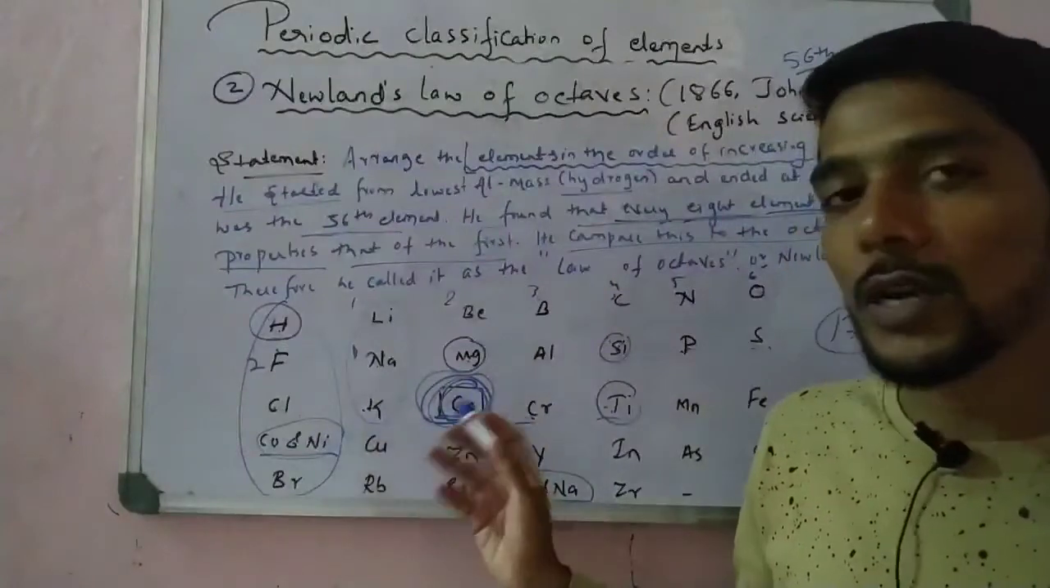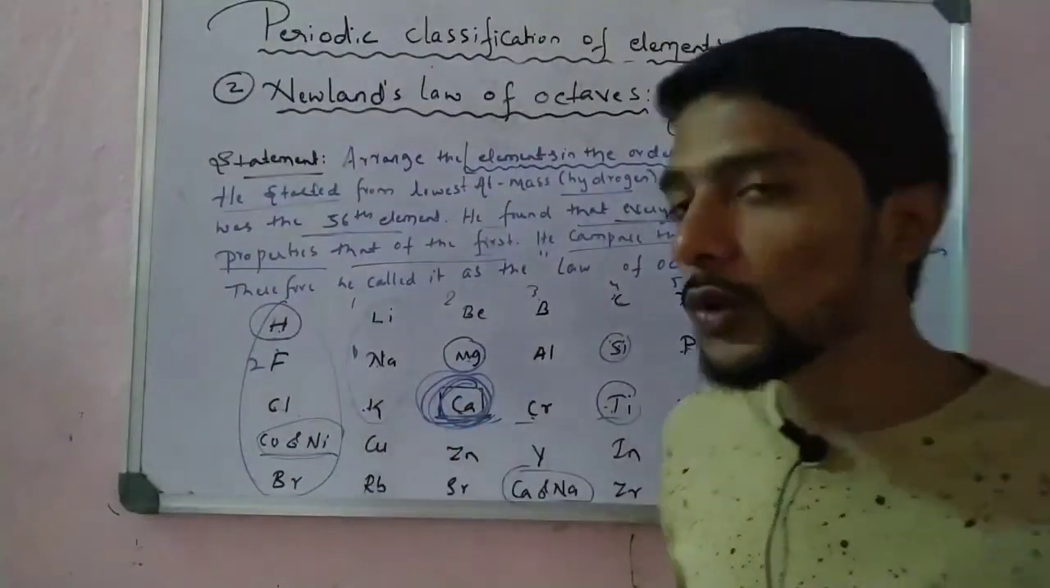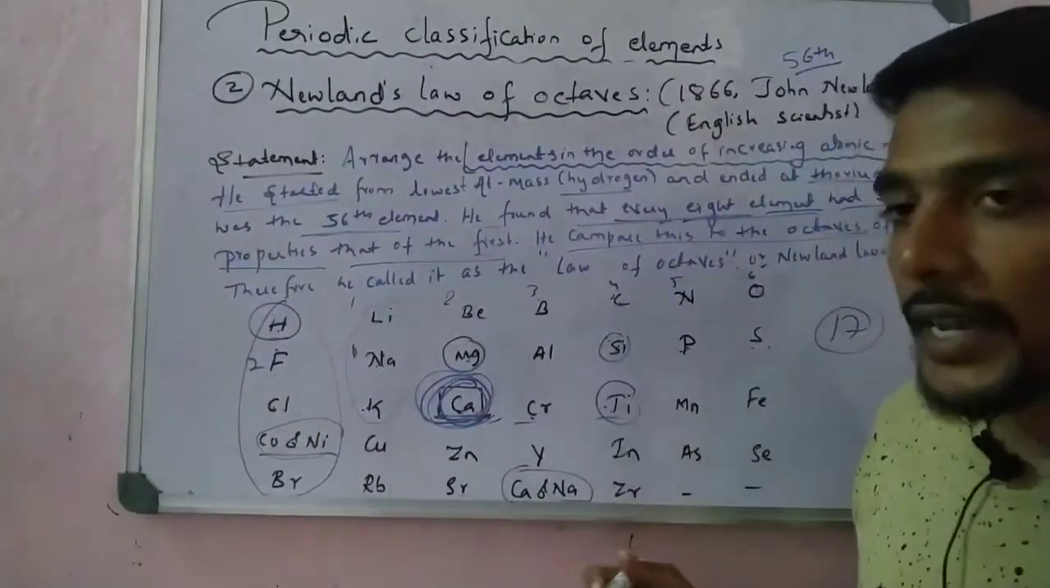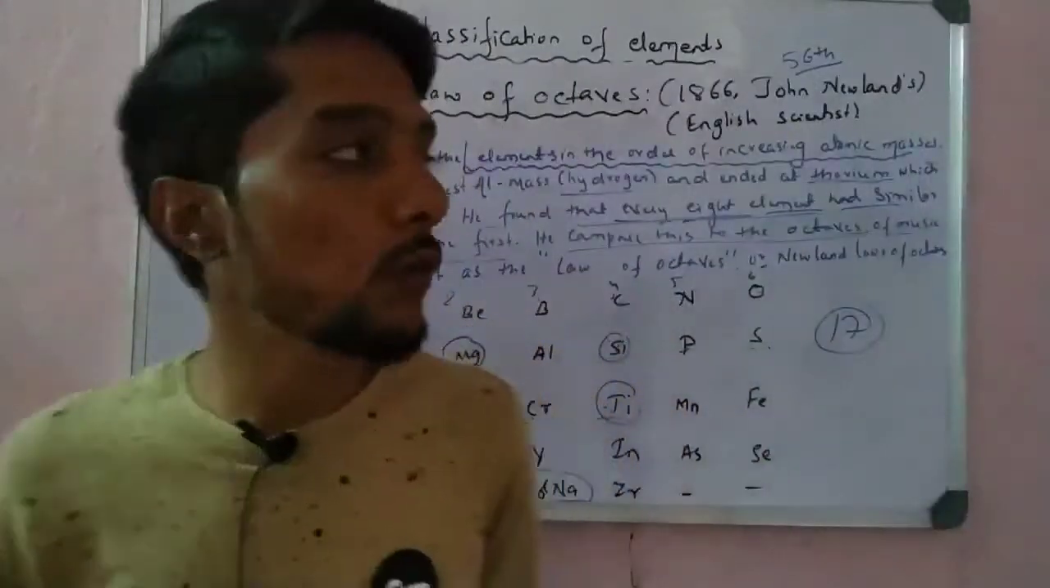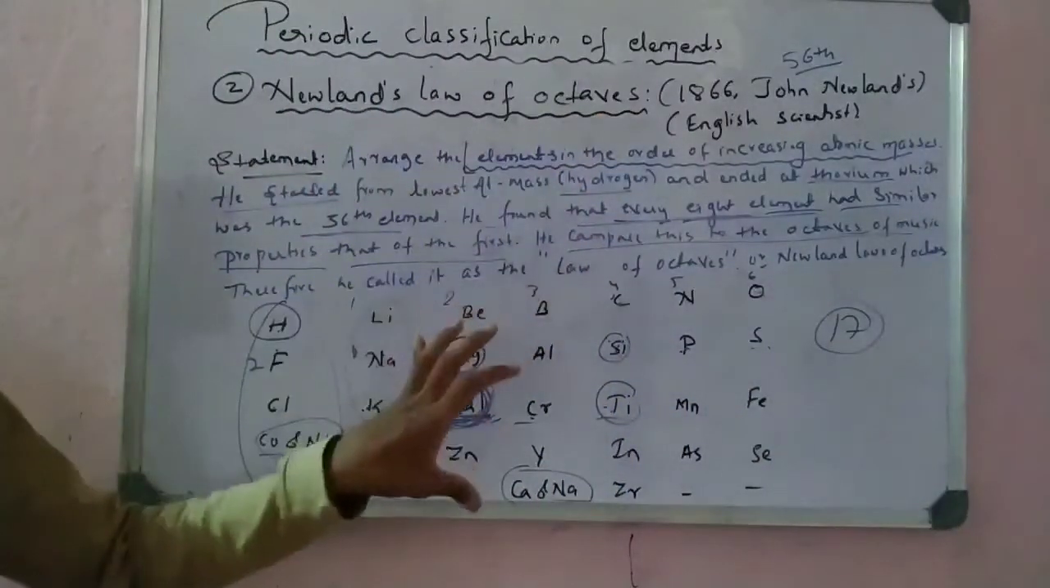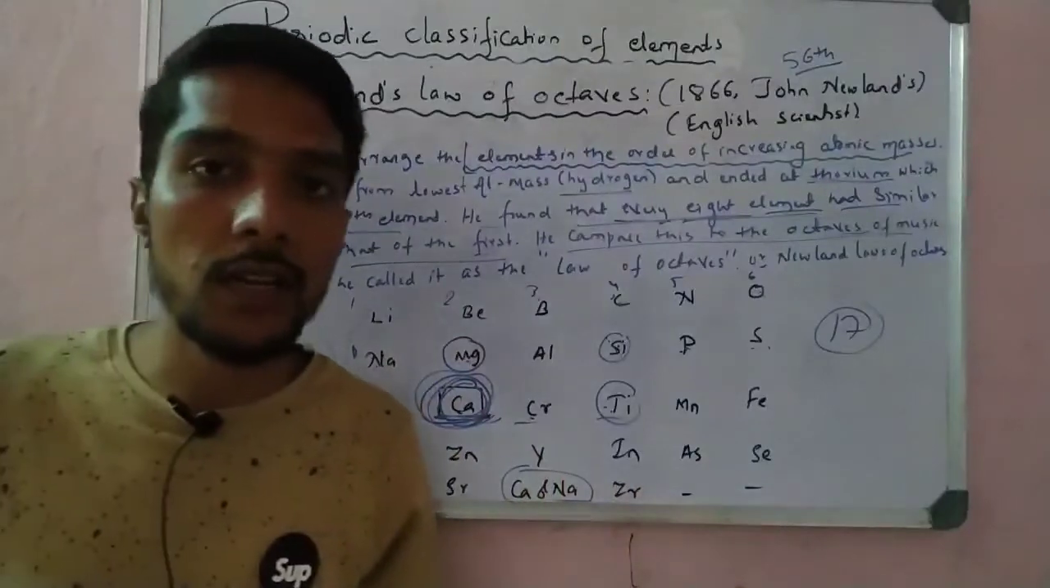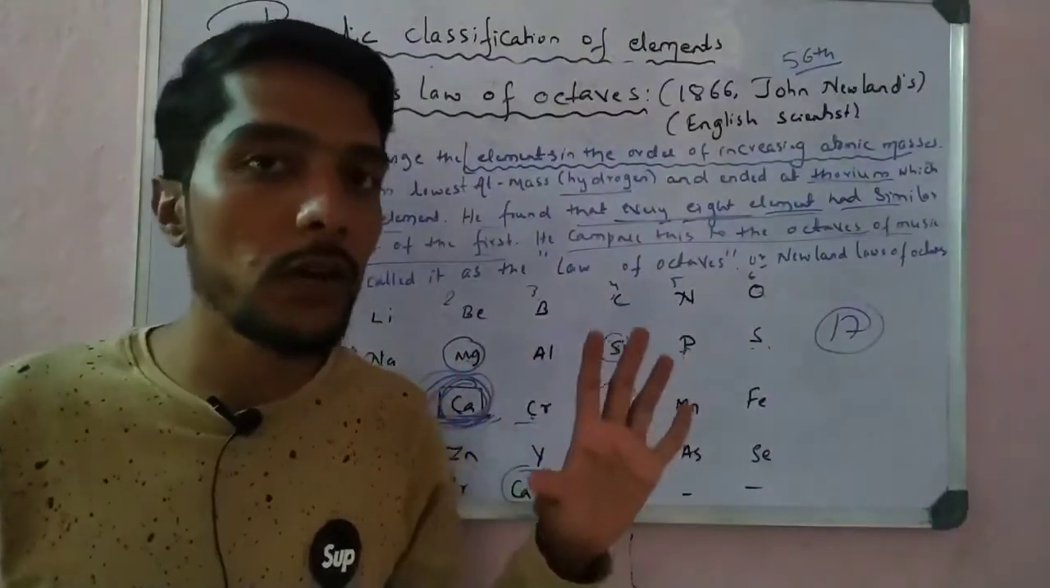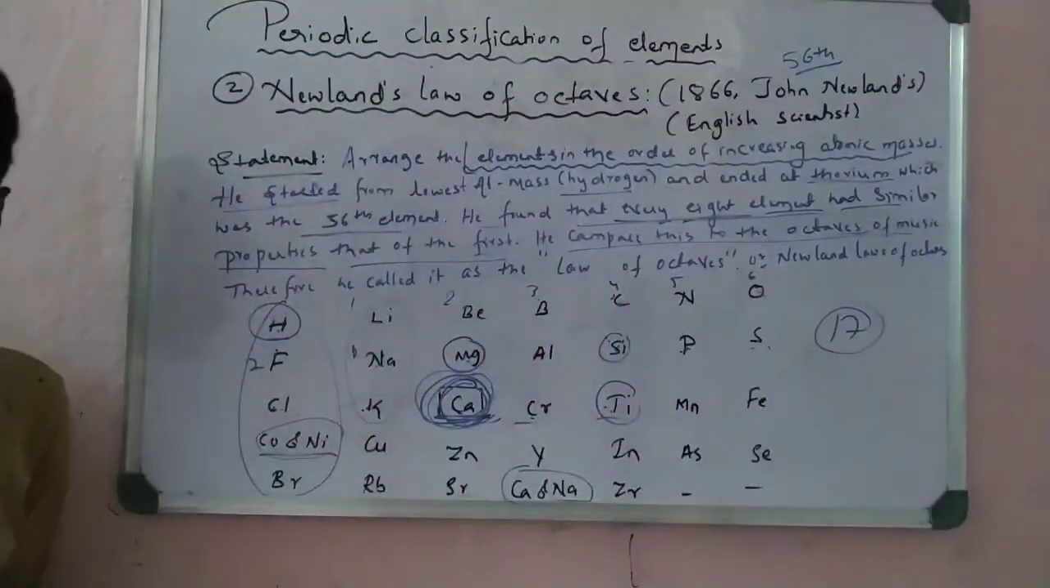So these are some of the failures of Newland. First write down this statement and then this table, and then we come to the next one, the limitations. That is the failure of Newland. So first write down this one.